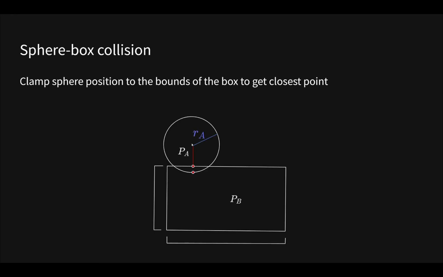And then we want to find the closest point inside the box to the sphere. To do that, you can just clamp the sphere's position to the bounds of the box. In this case, on the x-axis, it doesn't get clamped because it's within this range, but on the y-axis it's above here, so it gets clamped down, and that way we can find the closest point. And again, we generate the two contact points.